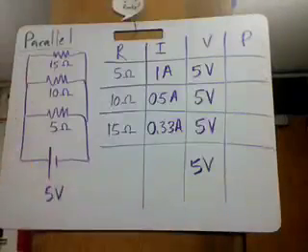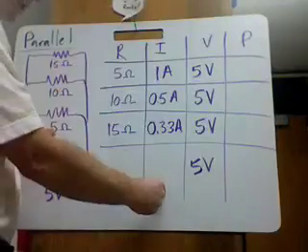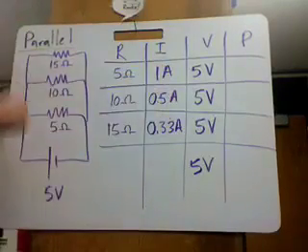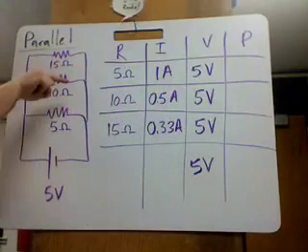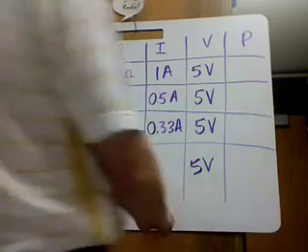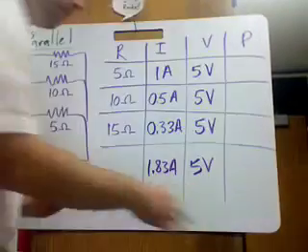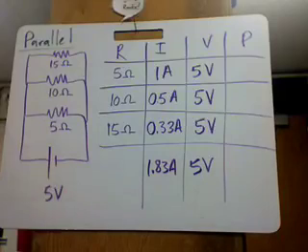Now to find my totals, I could do this a couple different ways, and you should know how to do both, because sometimes you might have to do either. One way: I know that in a parallel circuit, the total current adds up. If I have 1 amp here, 0.5 there, 0.33 there, I add that up, so it would be 1.83 amps total.